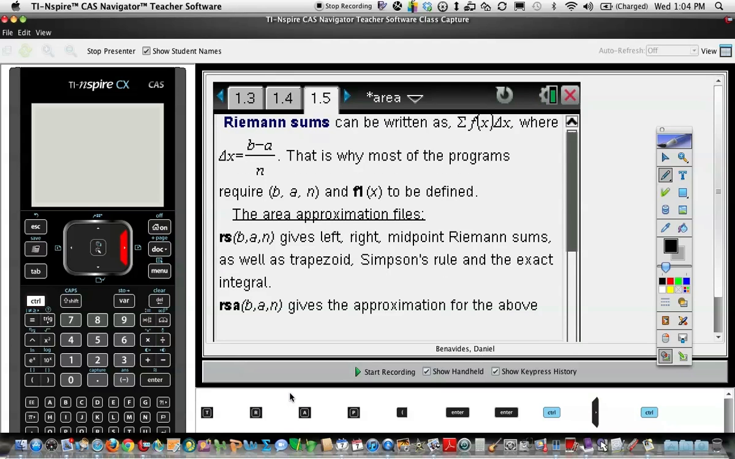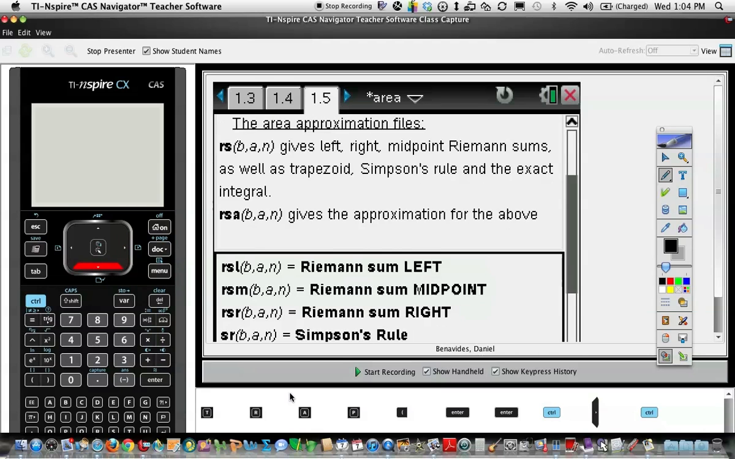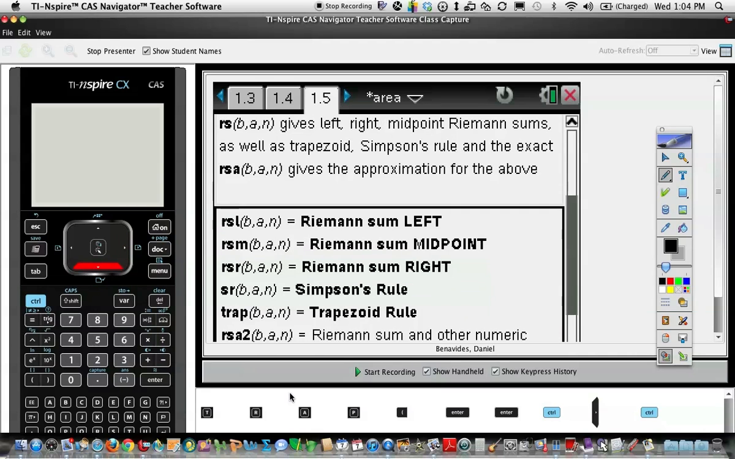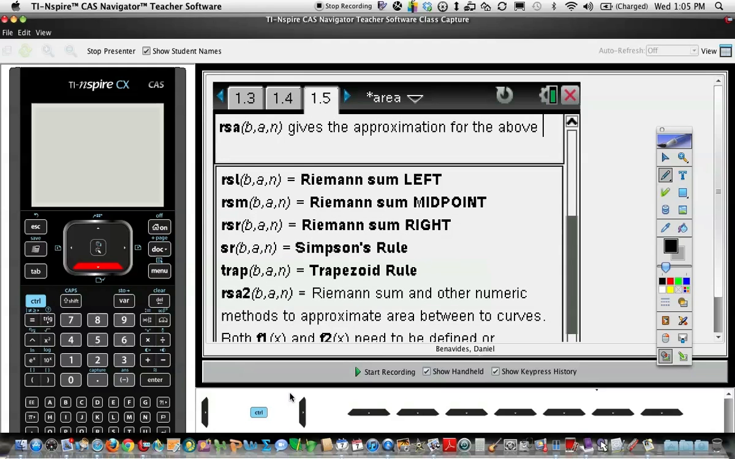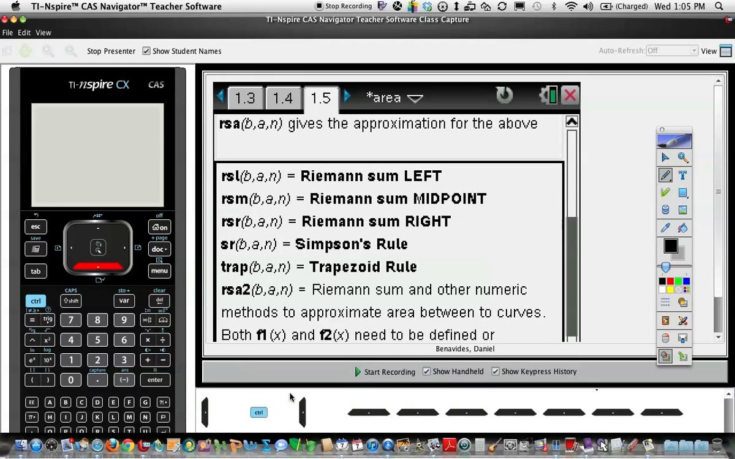Now on 1.5, it talks about some different approximation files that are on here. So go ahead and scroll down the page. These are some programs that are in here. Keep going. Here, if you want to do a left only, you can type RSL, Riemann sum left. RSM for midpoint, RSR for right, SR for Simpson's rule. The one we probably care about is trap. And then there's one for a Riemann sum between two curves, but we probably won't get into that.